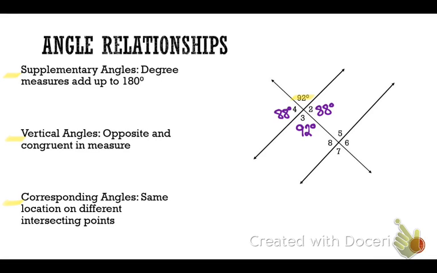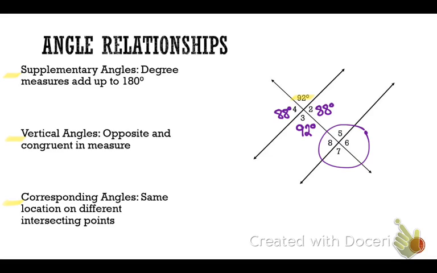So I know all the angle measures on the top intersecting point, but I know none of the angle measures on the bottom intersecting point. So how can I get these angle measures to transfer down to my intersecting points? What is it, Jason? Corresponding. All right, make sure you're raising your hand.